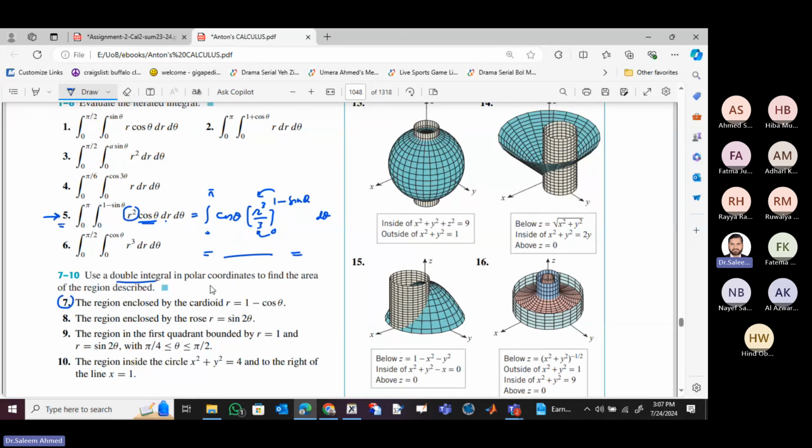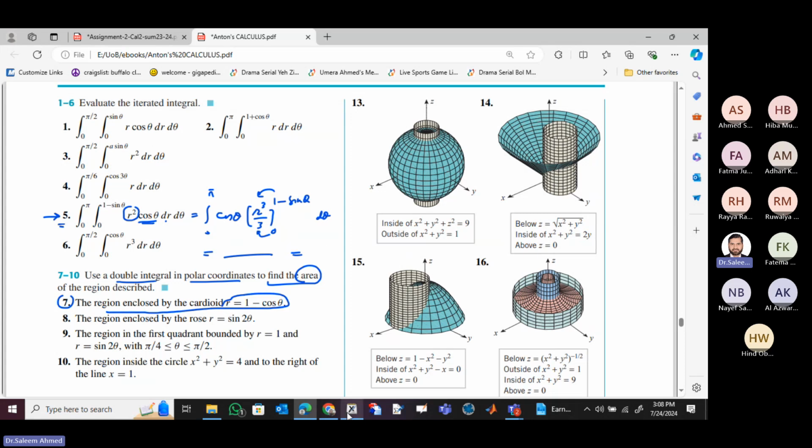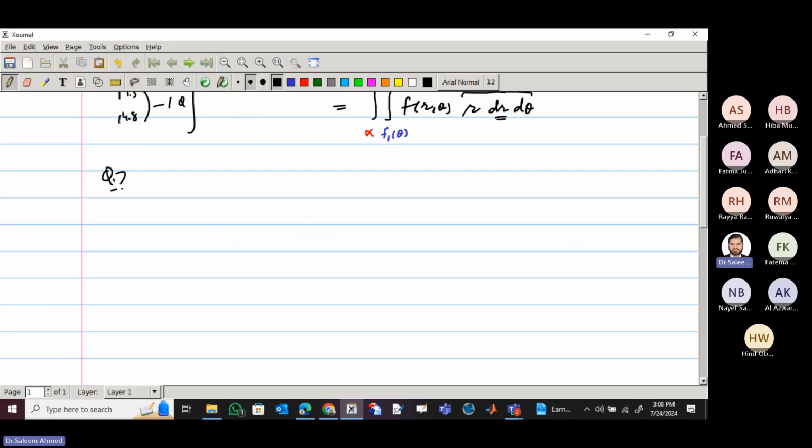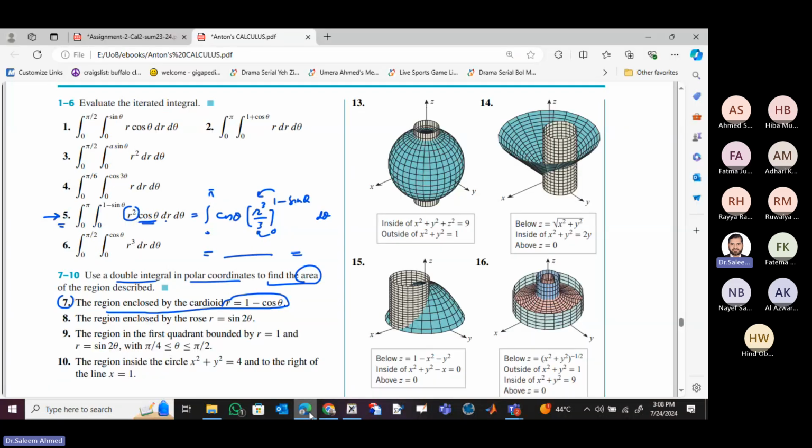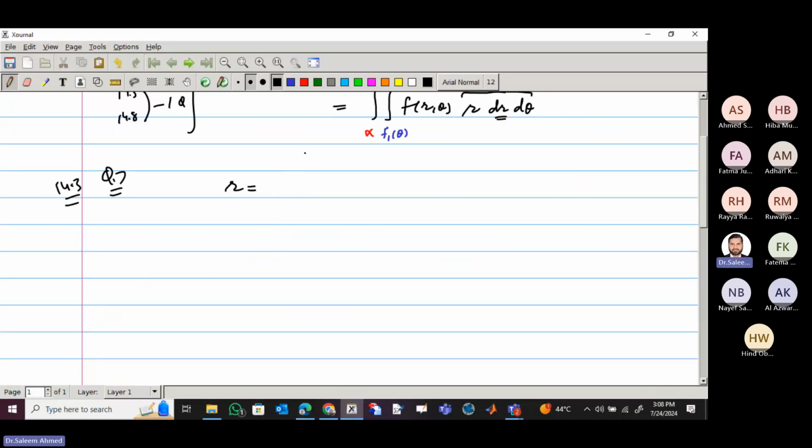They said use double integral in polar coordinates to find the area of the region enclosed by the cardioid, r equals 1 minus cos theta. So you see in question number 7, 14.3, they said a region enclosed by this cardioid, r equals 1 minus cos theta. We know that the cardioid is like this. It is a heart shape. If it is plus, you have it on the right side. 1 plus cos theta is on the right and 1 minus cos theta is on the left, right? So mine is 1 minus cos theta.